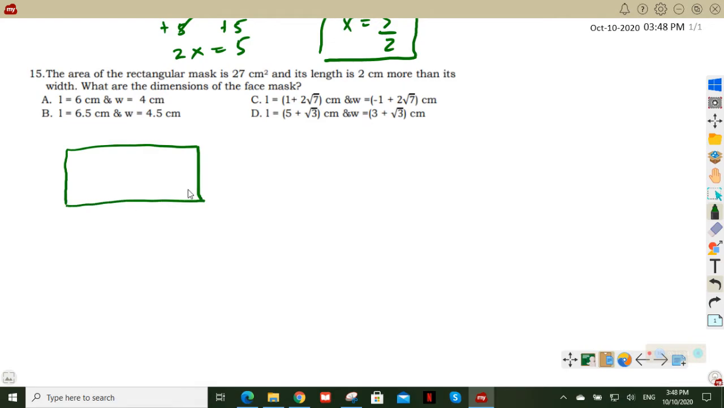So this is a mask. The area for this is 27 centimeters squared. This is the length, this is the width. Now it says here the length is 2 centimeters more, so that means it's longer than its width. Since we do not know the width yet, we'll represent the width, W, with X. Whatever your width, 2 centimeters more than that is the length. So if my width is X, then the length would be X plus 2, because the length is 2 centimeters more than its width.